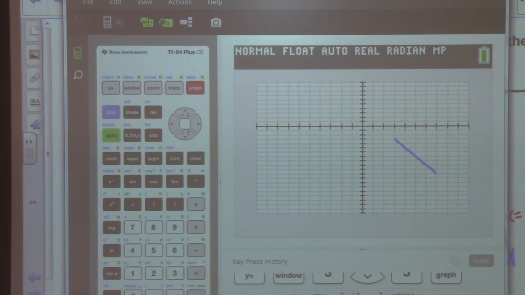Go ahead and do number 14. Can you do that? That's a restricted domain one too.